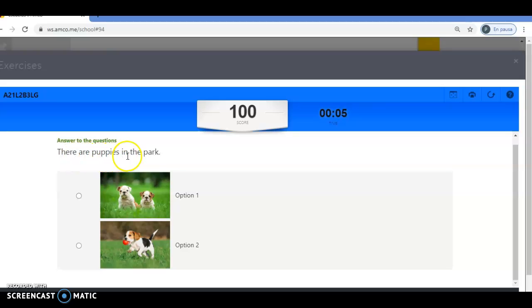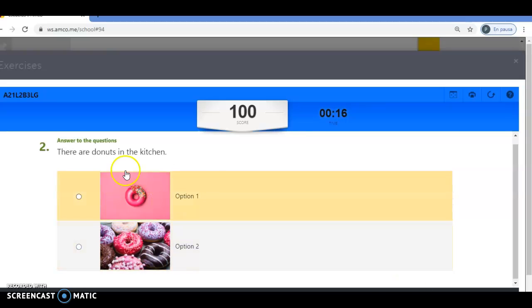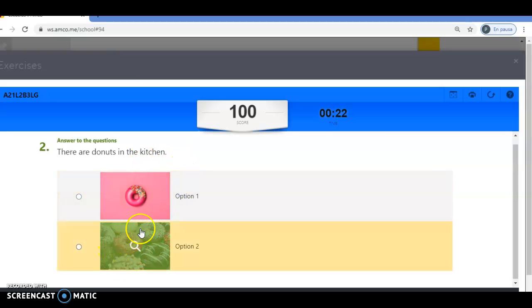There are puppies in the park. One and two. Choose this option. Number two, there are donuts in the kitchen. One, two, three, four, five, six. Number two, there are.